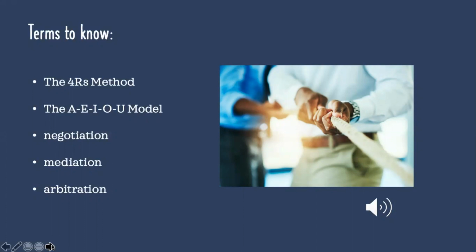The next set of terms that I'd like you to become familiar with have to do with a few models as well as some topical areas. The first one is the 4Rs method, the AEIOU model, negotiation, mediation, and arbitration. I'd like for you to take a few moments to write those down, and then we'll come back and have you give the definitions for these.